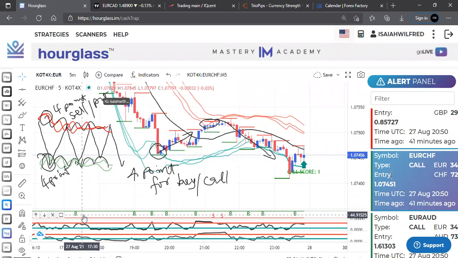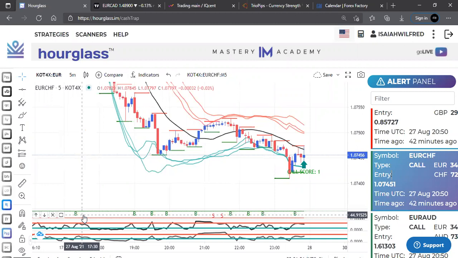The green area is what? The fourth point for call or buy, right? So it's very, very simple. We are just working with colors. So that's just our fourth confirmation.